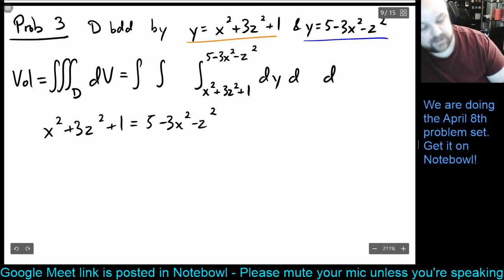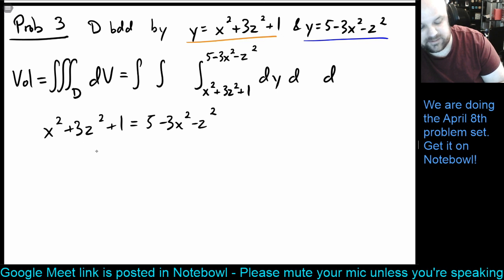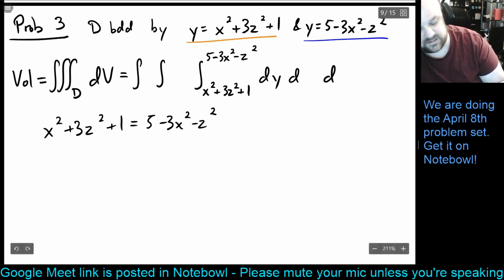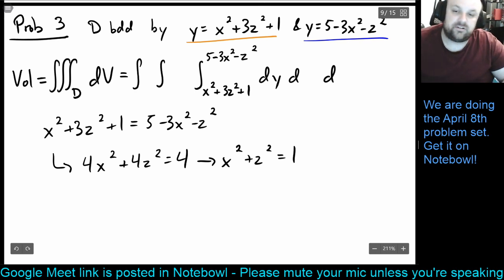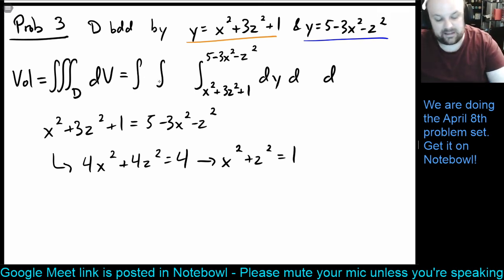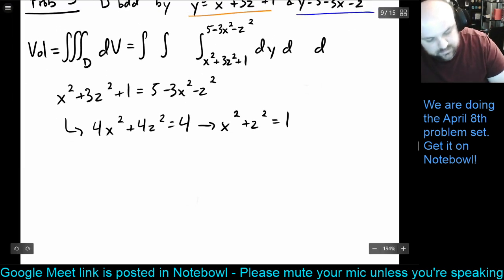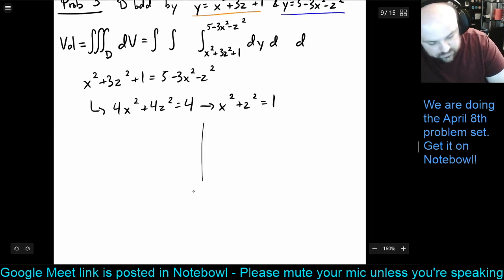Anyway, let's move all the variables to one side and all the constants to the other. I'll put the variables on the left. Moving this over, we get 4x squared plus 4z squared equals 4. So this says x squared plus z squared equals 1. It turns out what we're integrating over for the last two bounds is actually a disk of radius 1. We're really integrating over something like this.